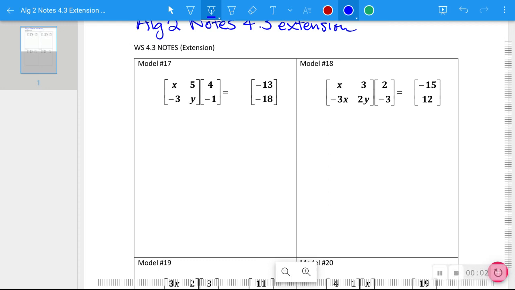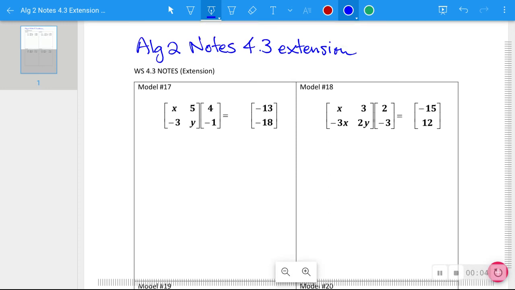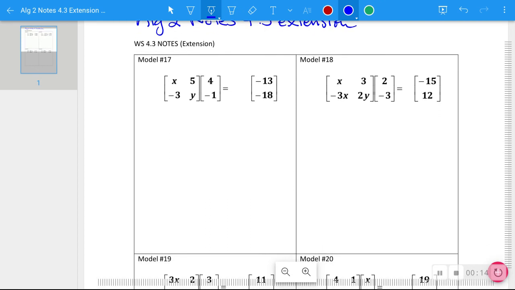Okay, welcome to Algebra 2 Notes 4.3. This is the extension page, and I put these in here to help you with problems 17 through 20 on your homework. So what we have here is a multiplication, and inside this multiplication, we've got some unknown values, x and y here, and we have to figure out what values would go in there to make this true. So we're solving for x and y is what we're doing here.